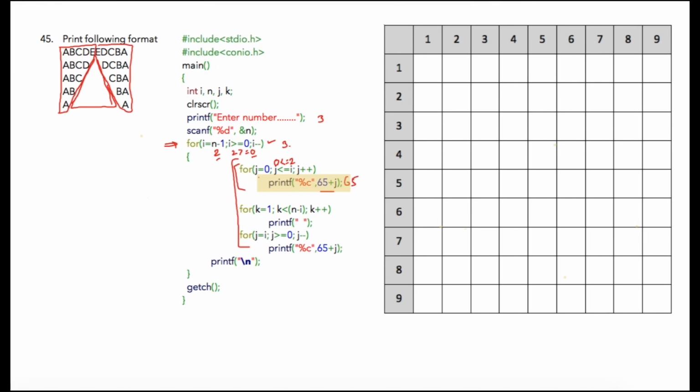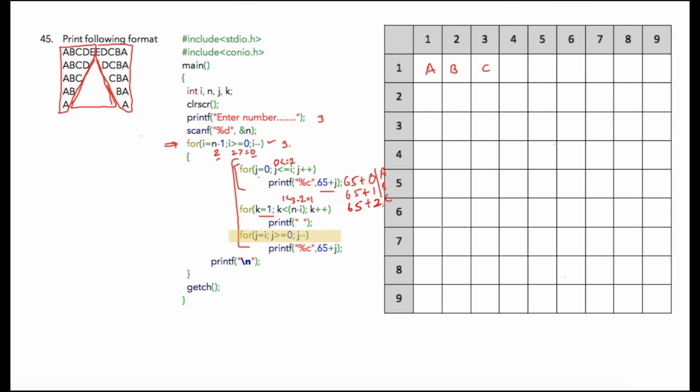So in the first iteration, the value will be 65 plus 0, and then 65 plus 1, then finally 65 plus 2. So these are the corresponding integer values for characters A, B and C. Hence on the output screen A, B and C will be printed, and then in the loop for k, I'm initializing k with 1, and the condition will be checked as k less than n, which is 3, minus the current value of I, which is 2, so that is equal to 1. The condition will be checked as 1 less than 1, which is a false condition, hence this loop will not be executed.